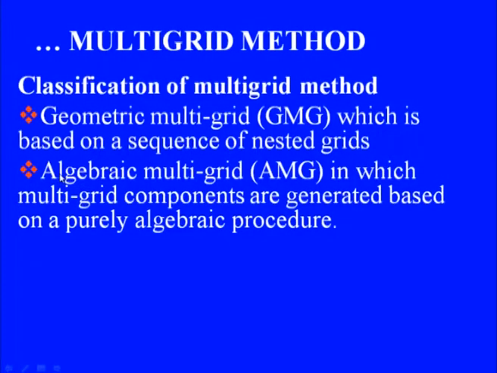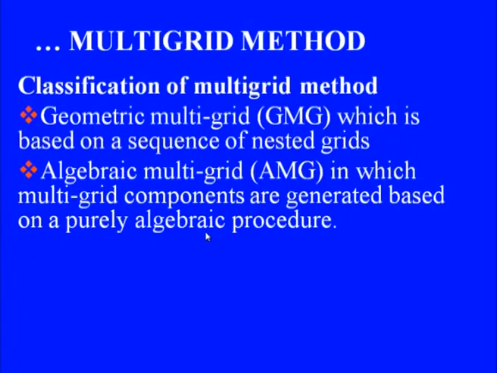Many times, specifically on unstructured grids, it may be very difficult to generate a sequence of nested grids. Even if you can generate a sequence of fine, coarse and coarser grids, calculation of our restriction and prolongation operators could be very complicated. So an alternative which has been developed in the past two decades is what is referred to as algebraic multigrid. In algebraic multigrid, we actually do not form a sequence of nested grids, only one grid is good enough, that is our finest grid, and the multigrid components, that is your prolongation and restriction operators, are generated based on a purely algebraic procedure.